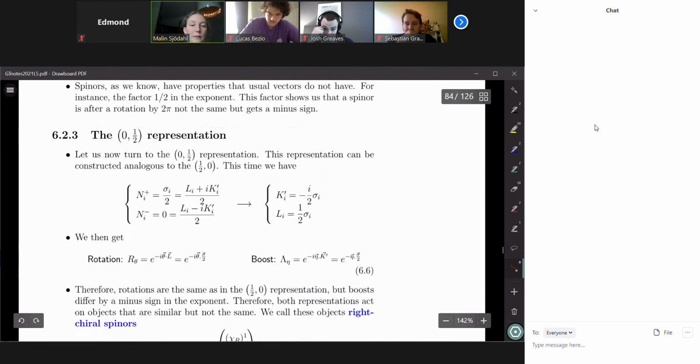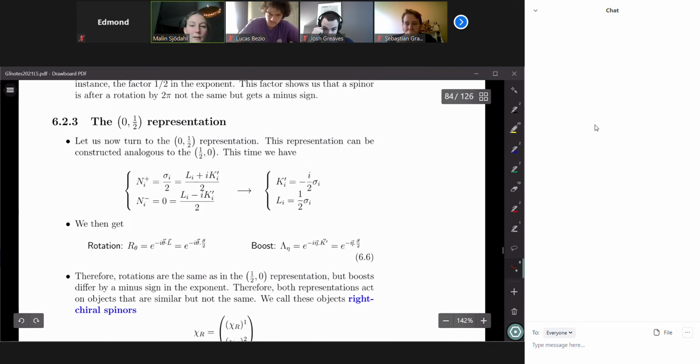Doing that, we derive actually in a few steps that we have the same expression for rotation, so e to the minus i theta dot L. So the rotations act in the same way on the left and the right chiral representation.